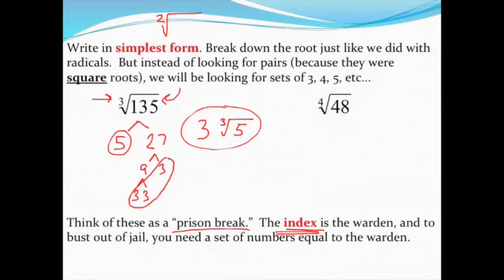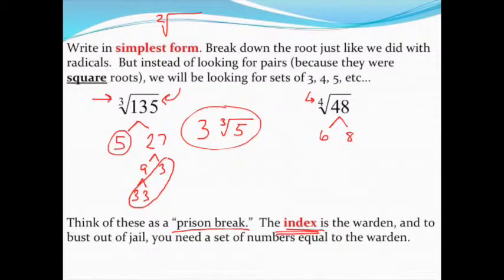Okay, let's take a look at one more example just using a simple integer, and then in our next slide we'll take a look at what to do with variables in the problem as well. So in this case, my index is 4. I need to find a set of 4 if I want to bust out of this prison. So let's take 48 and break that down. There's various ways you can break down 48. I'm going to use 6 and 8. If you use something different, go ahead and continue it.